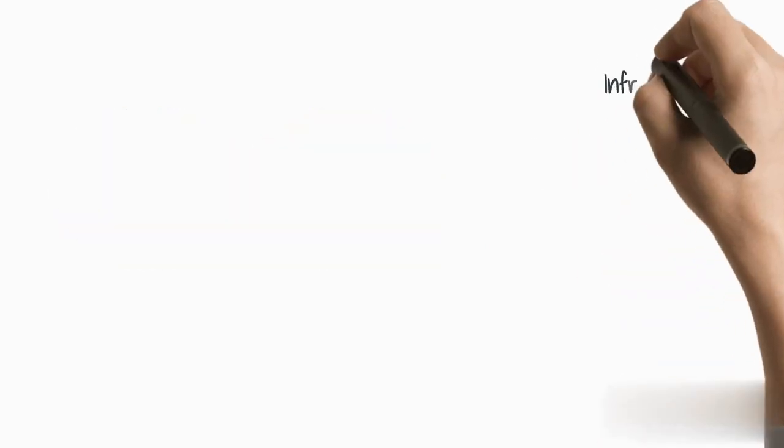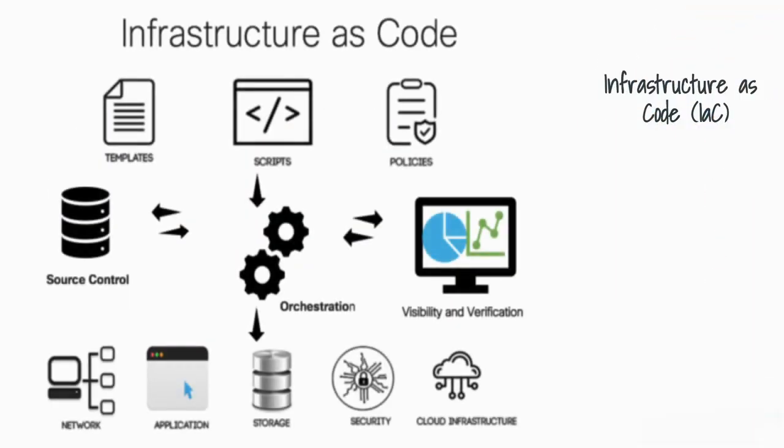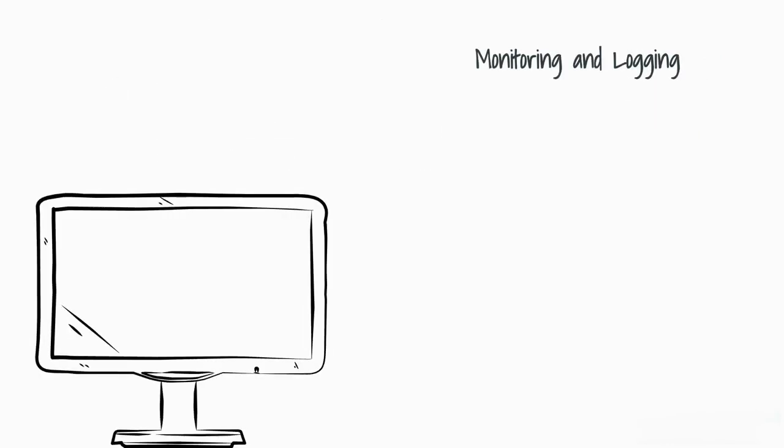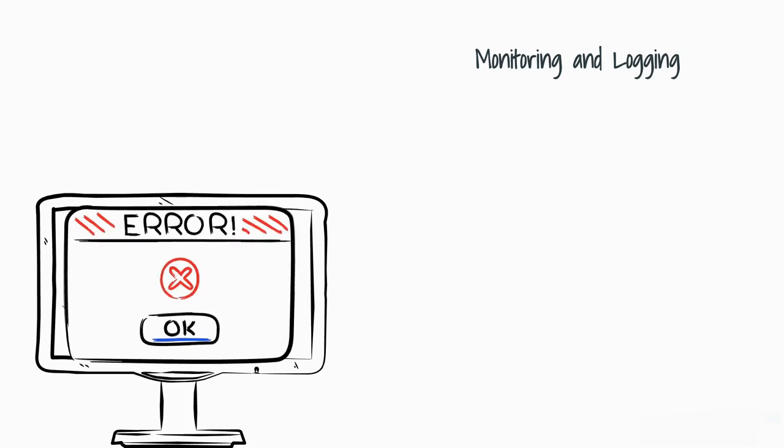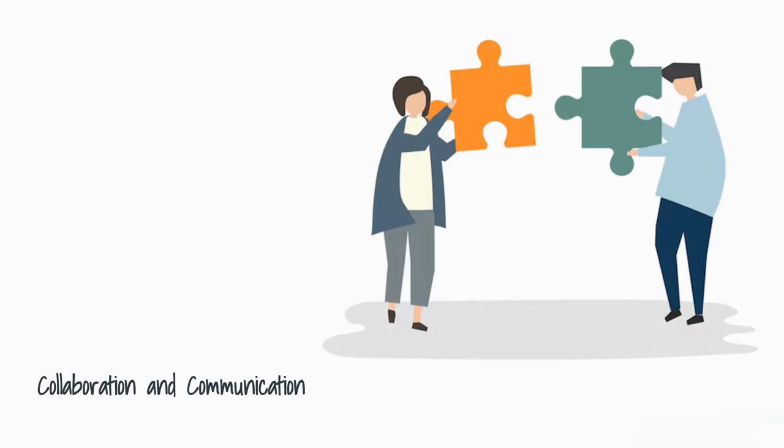Infrastructure as code. IaC treats infrastructure configuration like code, ensuring consistency and scalability. Monitoring and logging continuously monitors applications and infrastructure to identify and resolve issues quickly. Collaboration and communication enhances communication and shared responsibility between development and operations teams.